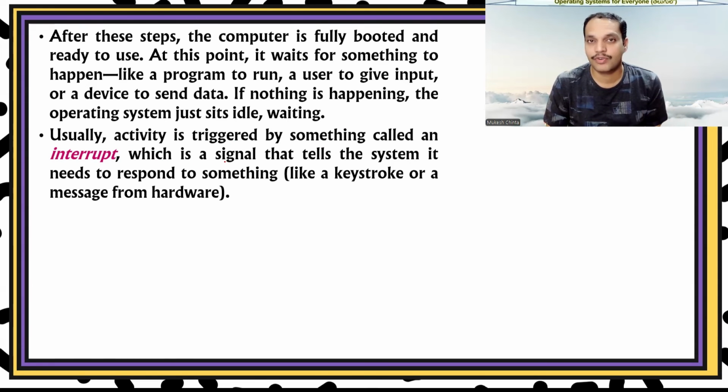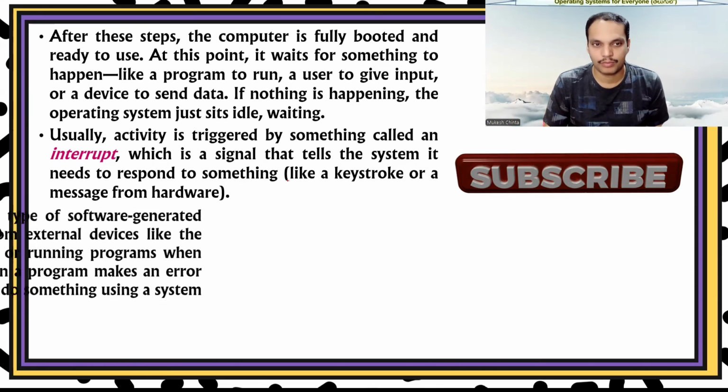We also discussed interrupts in the last video. Interrupt is a signal that tells the system it needs to respond to something. It might be a keystroke from the keyboard or movement from the mouse or copy operation or double clicking something, whatever it is. So an interrupt is a signal which tells the system it has to do something, meaning there is a need, and it must respond and act accordingly.